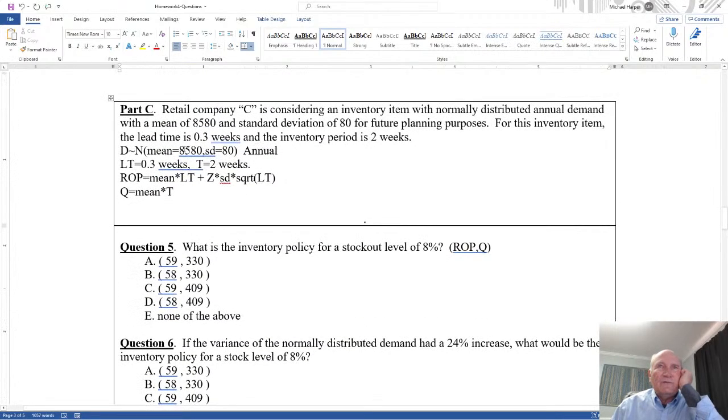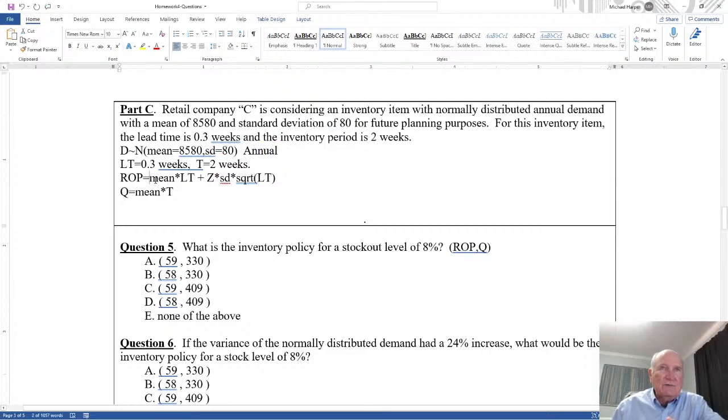So we have the mean, we have the standard deviation, and we have the lead time in weeks. In order for this to work, this mean is in years. The standard deviation is in years. The lead time is in weeks.